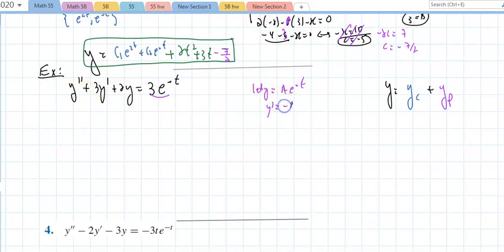That is, if you start with let y equal a e to the negative t, I need two derivatives. Y prime is negative a e to the negative t, and y double prime is a e to the negative t. If I plug those in, y double prime plus 3 times negative a e to the negative t plus 2 times a e to the negative t. That should equal 3e to the negative t. That's how I solve for a.